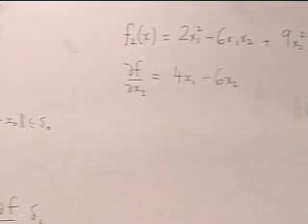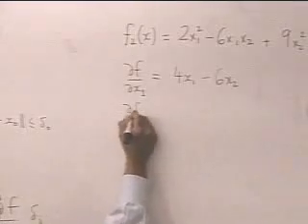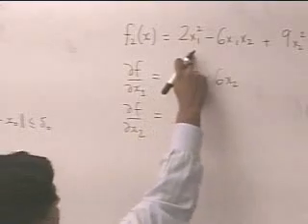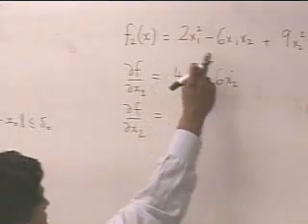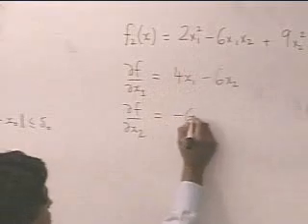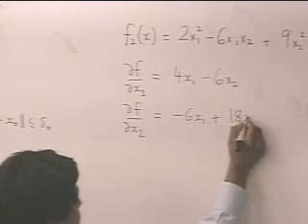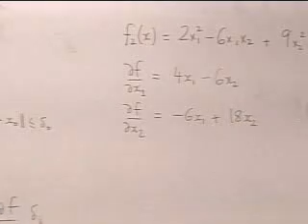All right? And similarly, when you take the derivative with respect to the other component, you assume that the first component is a constant, so this becomes 0 because this is a constant. From here you get minus 6x1. From here you get 18x2. So the definition of a partial derivative is that you take the derivative with respect to the quantity that you are interested in, pretending that everything else is a constant.